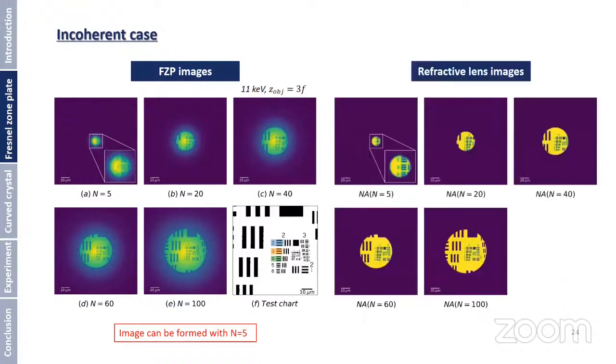Moreover, we compare the Venanson plate images to the images formed by refractive lenses under the same condition, if such refractive lenses would exist. From comparing these images, we can clearly find there is a diffuse halo in the Venanson plate images. This is due to the overlap of different diffraction order images. This effect will decrease the contrast of the first order image.